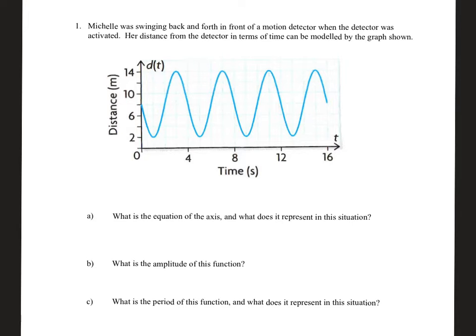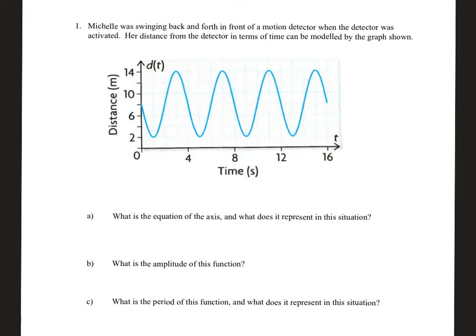What I want to do is hit on some key components and some things that we can consider in this application. So pause the video, give it a full read. Okay, we should be back.